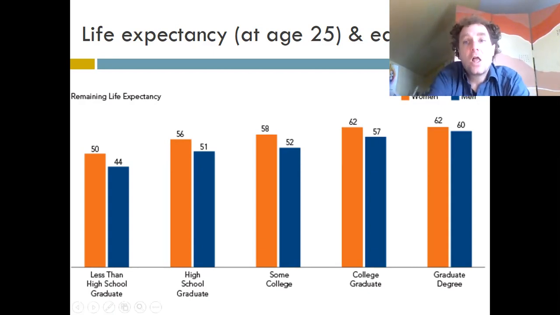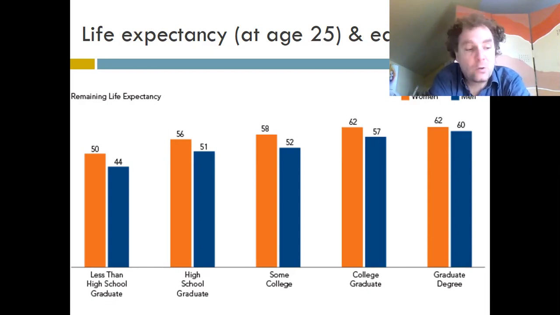Let's look at this in terms of women. We see that a woman with a college degree, compared to a woman who drops out of high school, will live about 12 years longer. That's a substantial amount of life expectancy, a whole decade more. The same is true for men. A man who is a graduate of college can expect to live about 13 years longer than a man who drops out of high school.